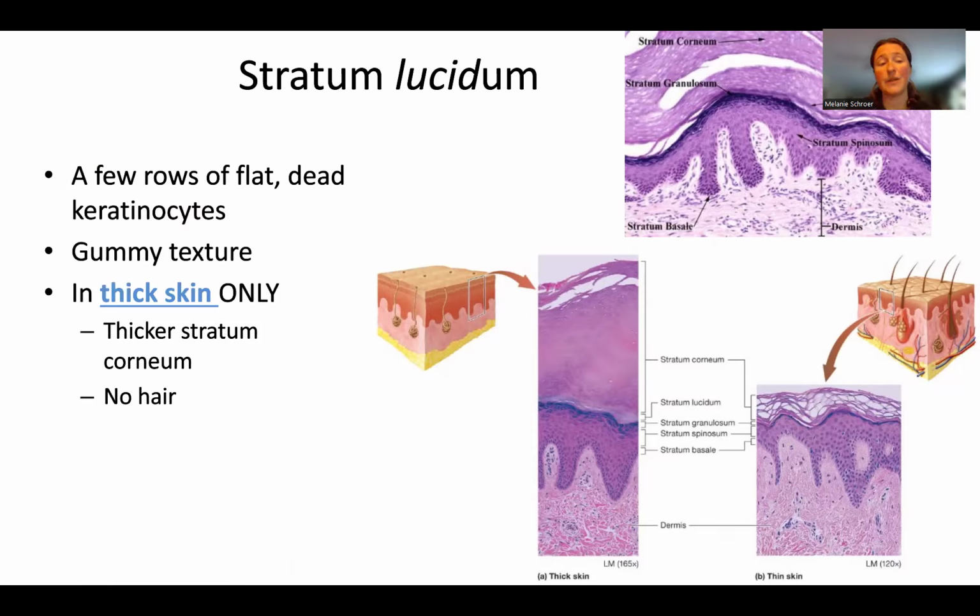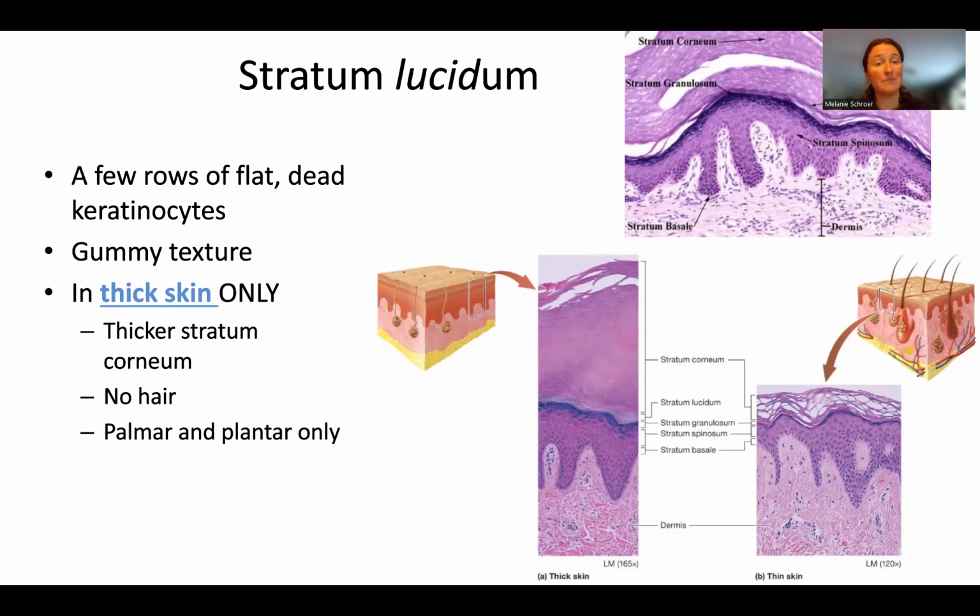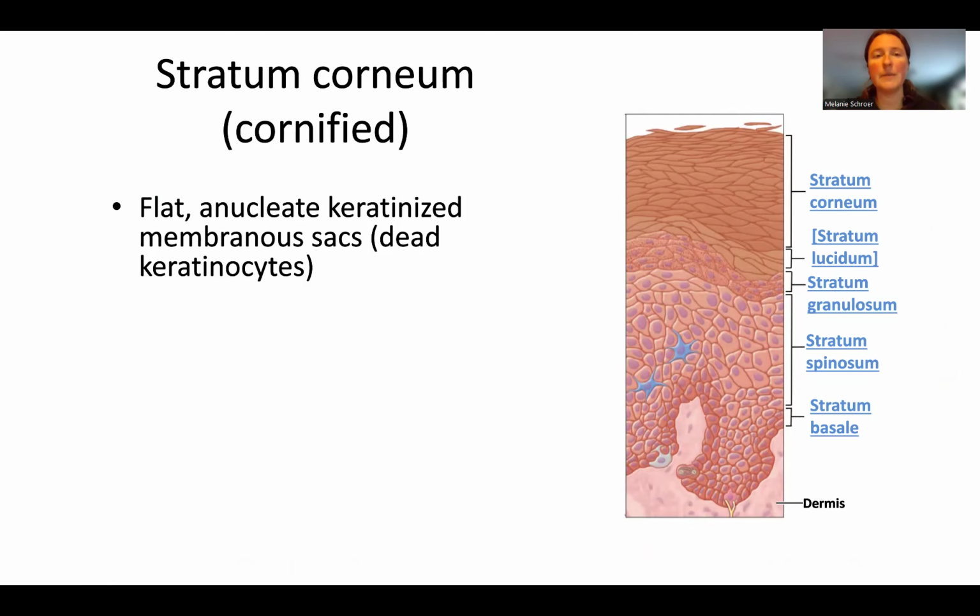Thick skin is also characterized by having no hair. Okay, so there are at least fine hairs on every bit of skin in your body, except for the palms of your hands and the soles of your feet. Again, palmar and plantar, palms and soles, that's it. So that is the stratum lucidum. The stratum corneum is called corneum because it's cornified. It's kind of like scaly and flaky.